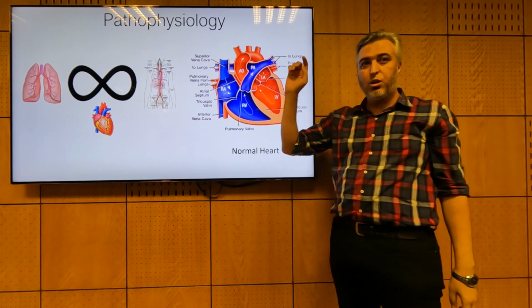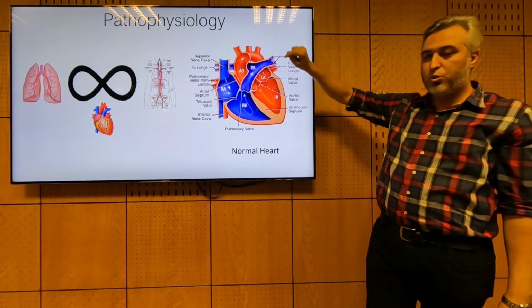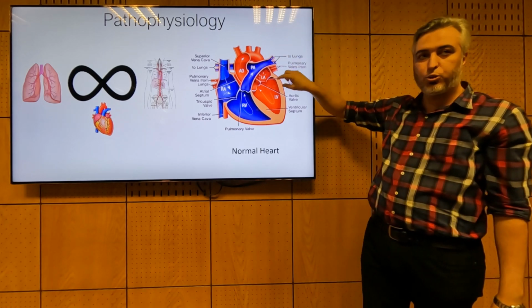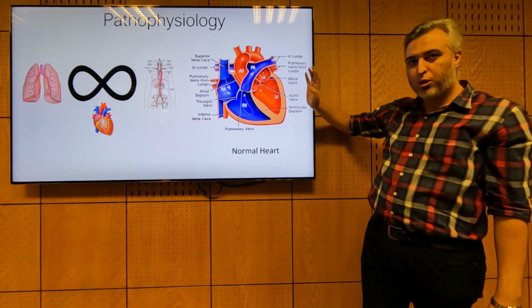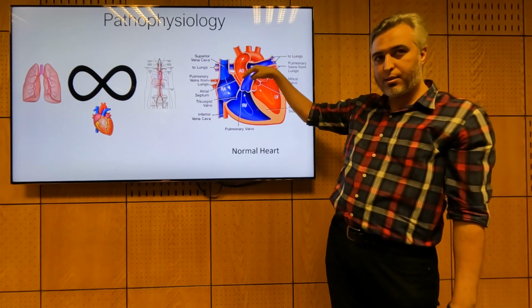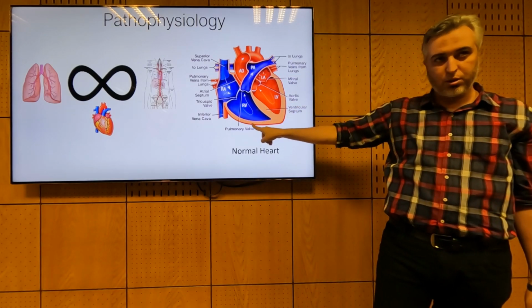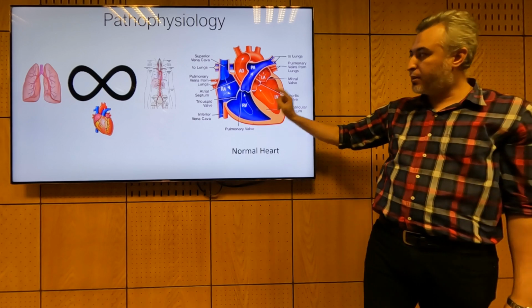Higher vascular resistance. SVR. So systemic vascular resistance is higher than pulmonary vascular resistance. If you have to push the same amount of blood, the LV will have to push at higher pressure to push the same amount of blood against higher resistance. So the LV pressure is higher than RV pressure. Do you agree? You just said that.